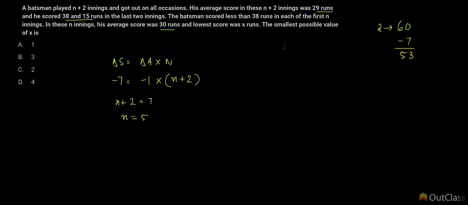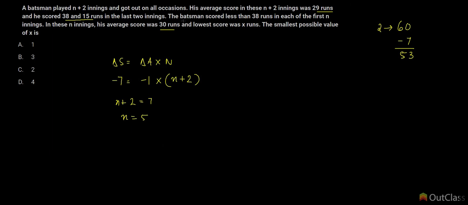So if you're familiar with the concept, you're thorough with the concept, you will just look at this and say 38 plus 15, 53 is 7 less. The delta S is minus 7. The change in average is minus 1. The final value of the number of terms is n plus 2. And then solving it, you will get n is equal to 5.